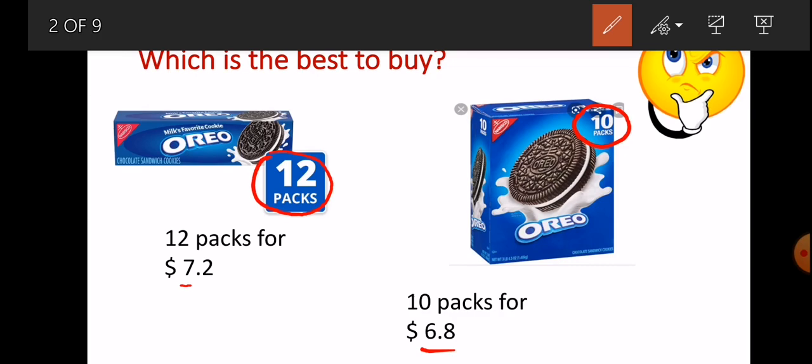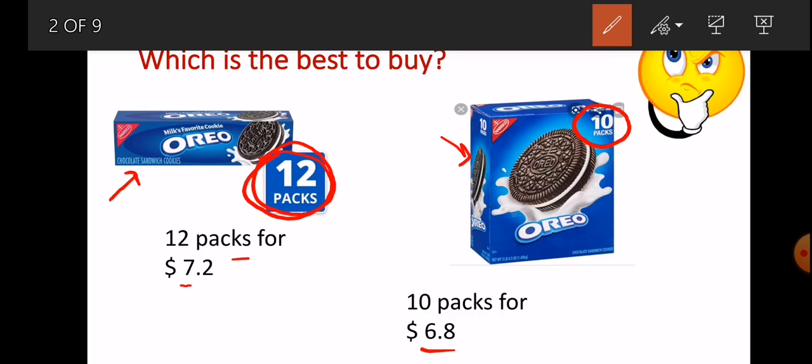Let's see how we can do this by math and how math can help me get the answer here. First, I will look at the one with the 12 packs. To compare them, I want to know the cost of one Oreo here and the cost of one Oreo in the other pack. Then I can compare, because I cannot compare while the numbers are different. Okay. How can I get the cost of one Oreo here? One pack just. I have 12 packs for 7.2.